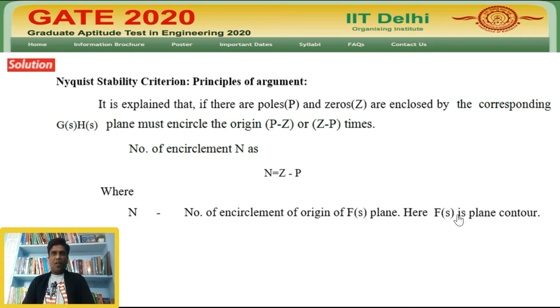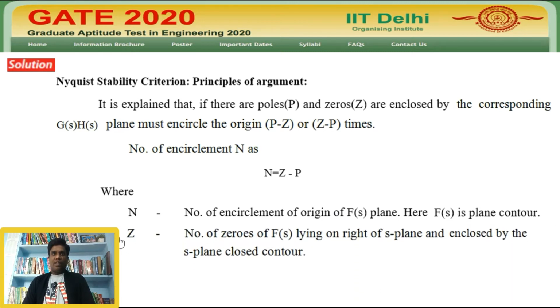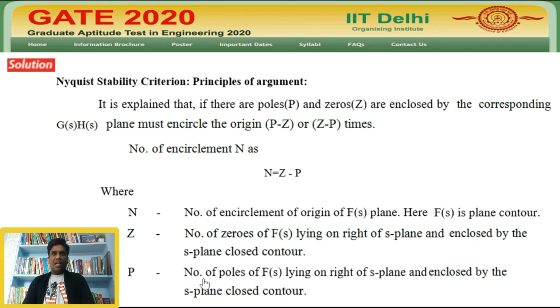Here F(s) is the plane contour. Z is the number of zeros of F(s) lying in the right half of the s-plane and enclosed by the s-plane closed contour. P is the number of poles of F(s) lying in the right half of the s-plane and enclosed by the s-plane closed contour.